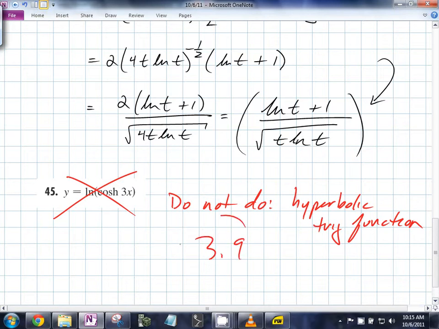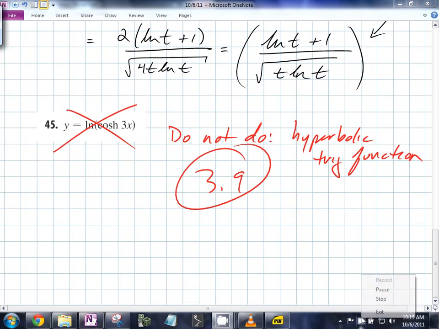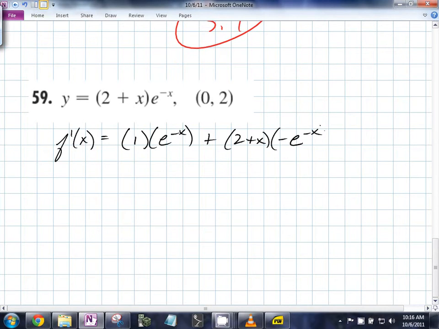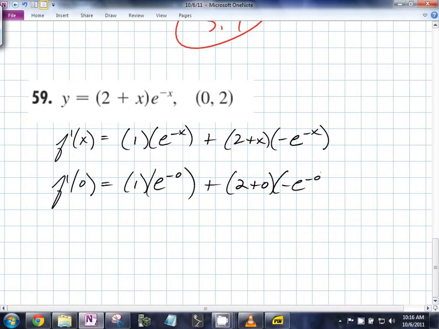We have the points. All we need is the slope. So let's find f prime of x. What's that going to be? What rule are we going to use? Product. The derivative of the first times the second plus the first times the derivative of the second. e to the negative x is the derivative of the second. So we want f prime at what? Zero. So that's going to be 1 times e to the negative 0, which is 1. Plus 2 times 0, negative e to the negative 0. So what's that going to be? 1 plus 2 times negative 1. Which is?